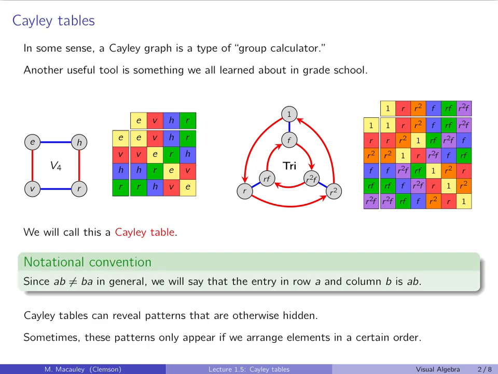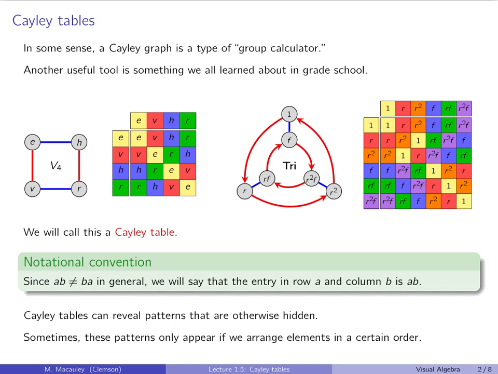First, we have to make a notational convention. Since AB and BA are generally not the same, we will say that the entry in row A and column B is AB rather than BA. So RF goes right here, whereas this entry is F times R, which is R squared F.